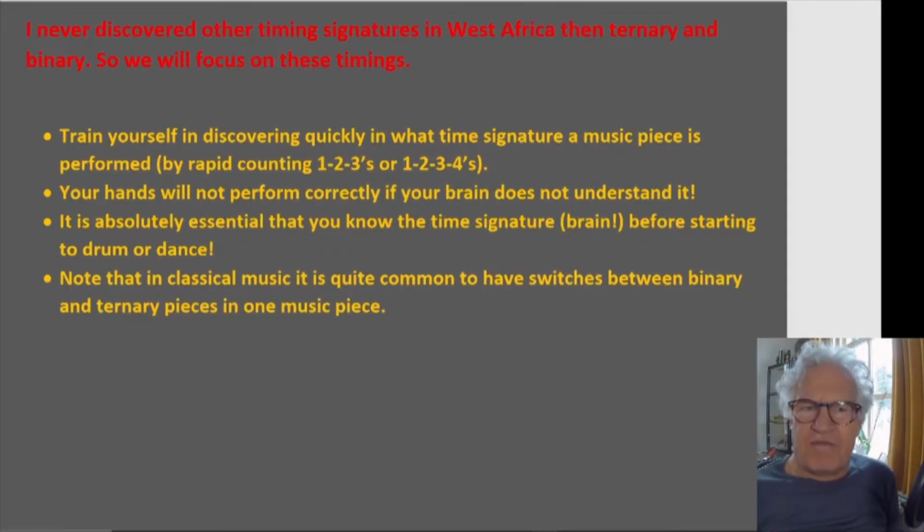I never discovered other timing signatures in West Africa than ternary, triple timing, and binary, quadruple. So we will focus on these timings. You will need to train yourself in discovering quickly in what time signature a music piece is performed. Any music, classical, jazz, pop, percussion. And you can do that by rapidly counting 1, 2, 3s or 1, 2, 3, 4s.